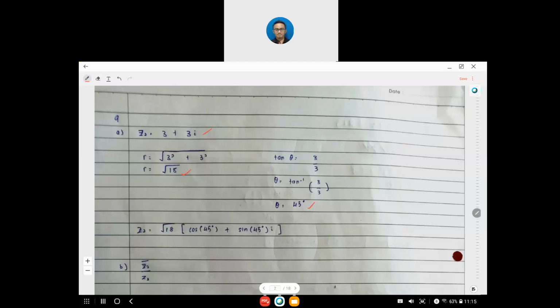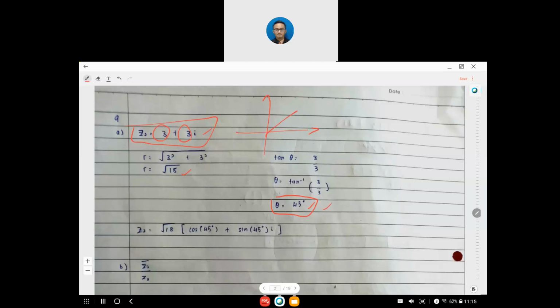And then you must check. Before you proceed to the polar form here, you need to check first which quadrant your value of Z2 belongs to. If you can see that a is positive and b is positive, it is placed in the first quadrant. So the first quadrant has no problem, you can take the value of theta directly. The issue with theta is that you need to identify which quadrant.